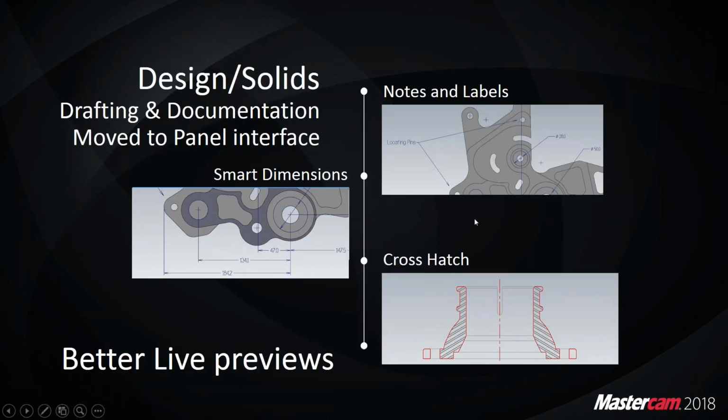I don't really have an example for this, but it's another one that I recommend you check out. We basically redid and moved to the panel interface all of our drafting commands. It works kind of like how I was talking about with the letters. You get better live previews, you can switch through whatever you want, and it's just a lot easier to get the drafting exactly the way you want it.